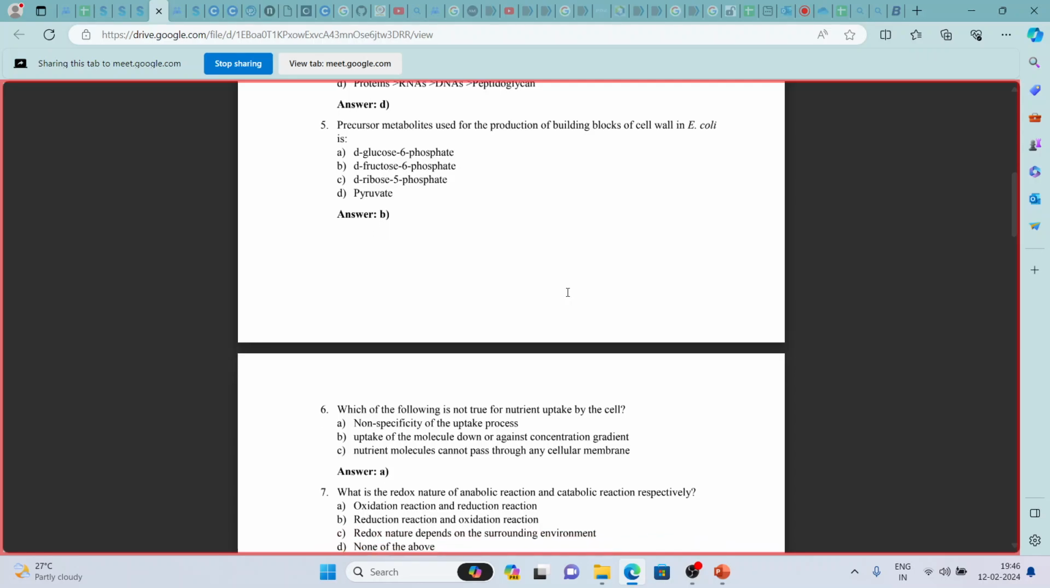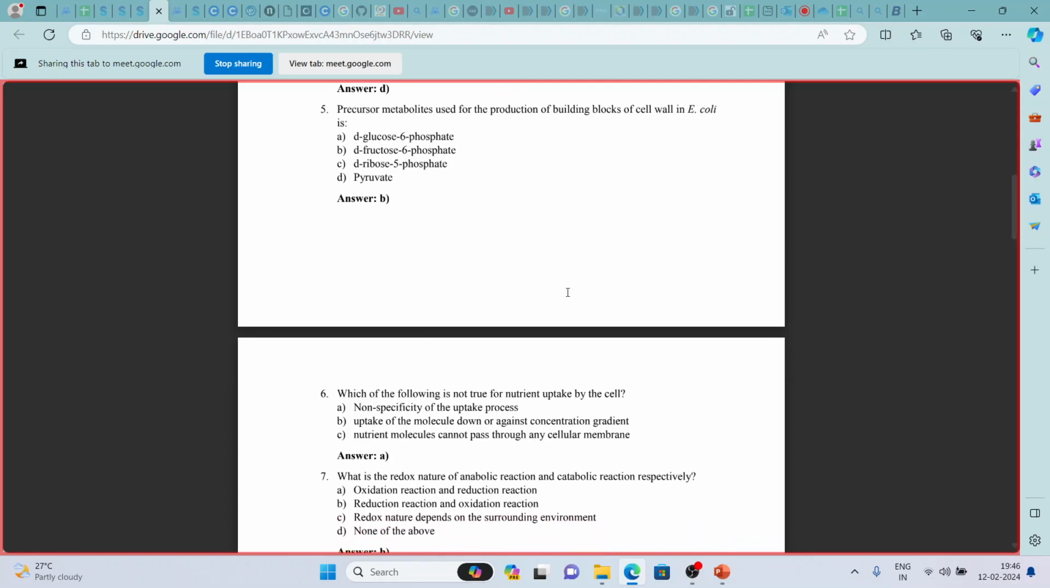Question 5. Precursor metabolites used for the production of building blocks of cell wall in E. coli is given as fructose 6 phosphate. But as we had this discussion with Surender, because the cell wall is majorly comprised of NAG and NAM, and because it has N-acetyl glucosamine, which can be created from glucose, aminated glucose, it could be option A. But I will check with the team and I can answer further.